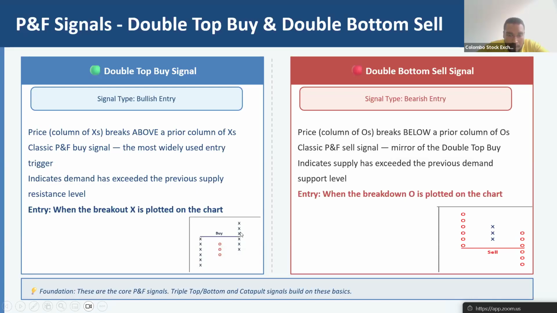Here is the breakout X. It's the maximum price it has reached before, right? And after the reversal, again, the column of X's, or the price, has gone past this level. So this is the breakout X. This is not called a candle. This is called a breakout X, not a breakout candle. So this gives us the double top buy signal.